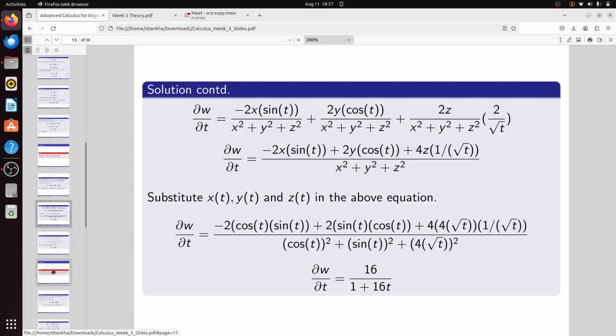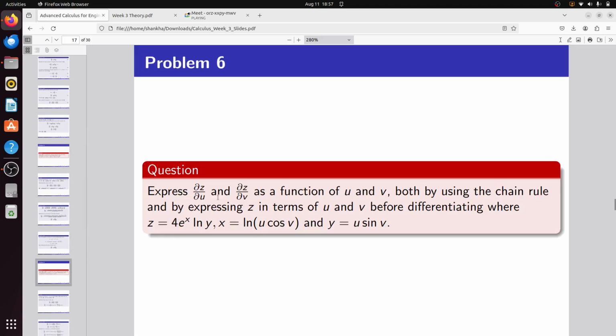Yes, sir. Okay, now next problem. Express del z del u and del z del v as a function of u and v, both by using the chain rule and by expressing z in terms of u and v before differentiating, where z equals 4 e to the power x ln y, x equals ln u cos v, and y equals u sin v. So it is actually a bit difficult problem, right?